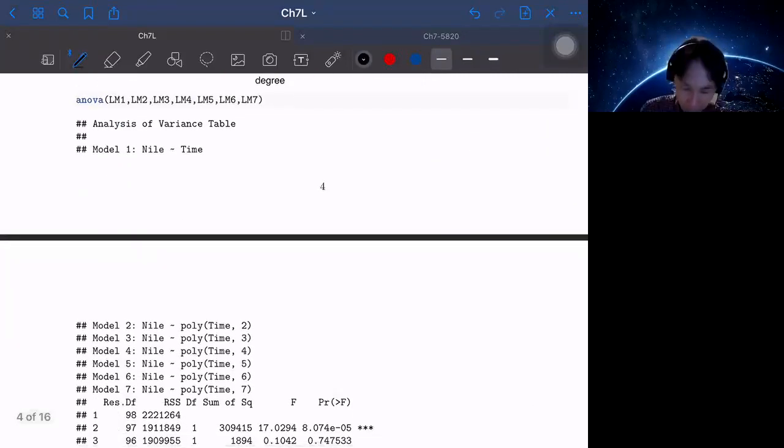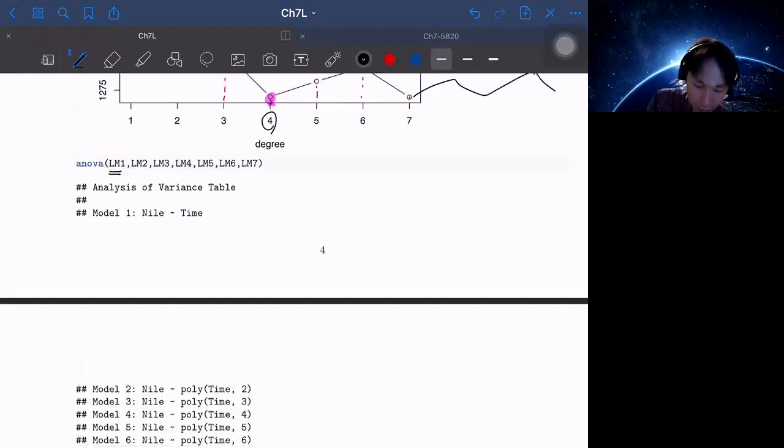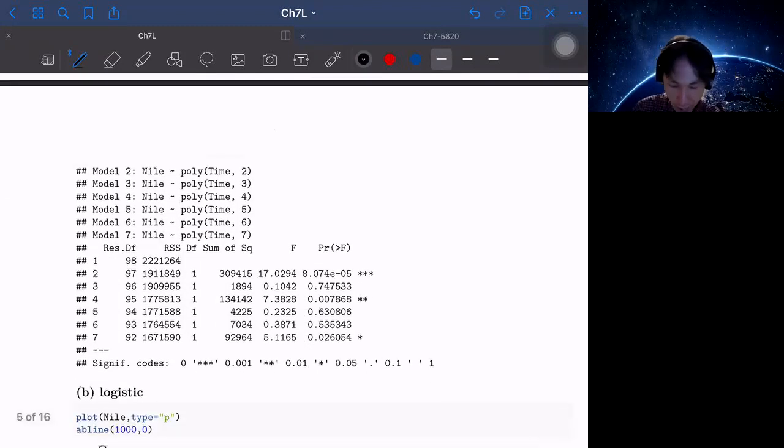And this is ANOVA, so test. So we put all models. So this is the polynomial with degree 1, degree 2, degree 3, up to degree 7. Then we can see this sequential table. So this means that the degree 1 to 2, this is a significant improvement.